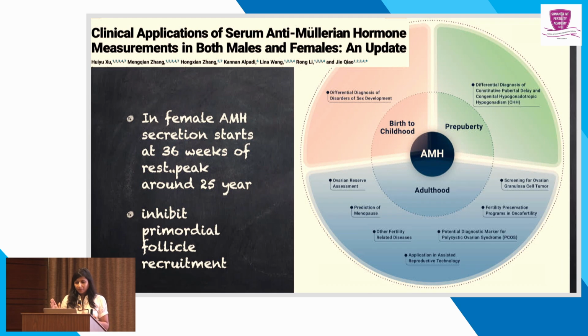Let me focus mainly on AMH, because the first thing we advise in our clinical practice to assess fertility is AMH. But sadly, we should understand that AMH is not a fertility test. It is just a quantitative marker which tells us what ovarian reserve she has at this age. In females, AMH secretion starts at around 36 weeks of gestation and peaks at the age of 25 years, and it inhibits primordial follicle recruitment.